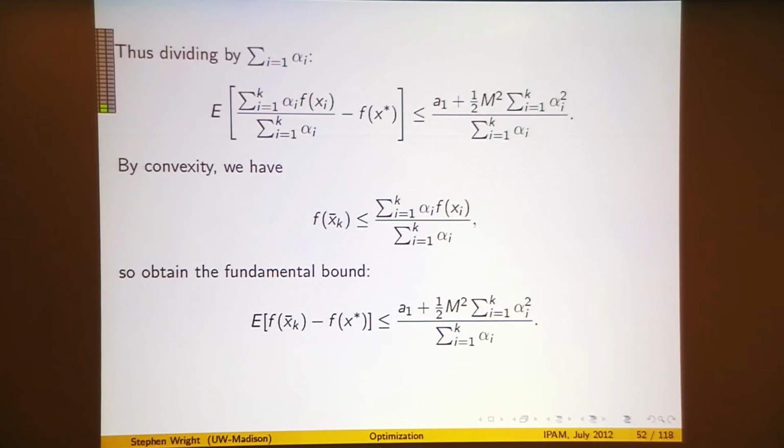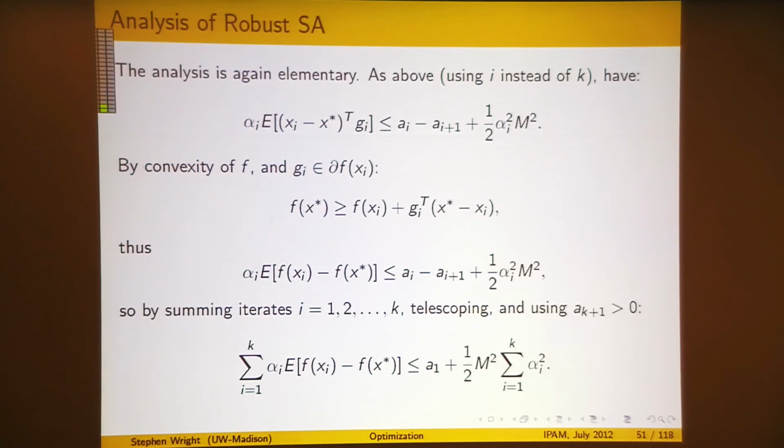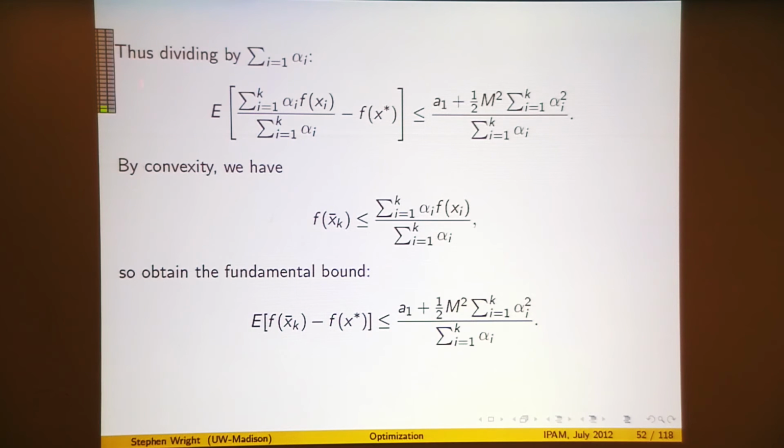Now, because expectations are nice linear objects, I can take the expectation outside the summation here, right? No harm done there. And then I can divide both sides by the sum of the alpha_i's. That's all I've done there. So here was the original right-hand side. I've just divided by the sum of the alpha_i's. Same thing on the left-hand side, except I've taken the expectation outside the sum. Okay? So again, very elementary facts about expectation. That's all that's going on there.